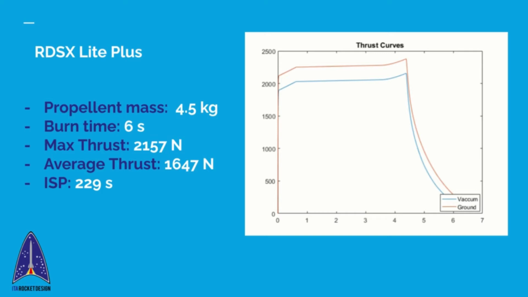The specifics of the motor are: it has a propellant mass of 4.5 kilograms, a burn time of 6 seconds, a max thrust of 2,157 newtons, an average thrust of 1,647 newtons, and an ISP of 229 seconds. We are very happy with the result and very excited for the testing and for the launch. Now we're going to our lab to look at our motor and to compare it with last year's project.